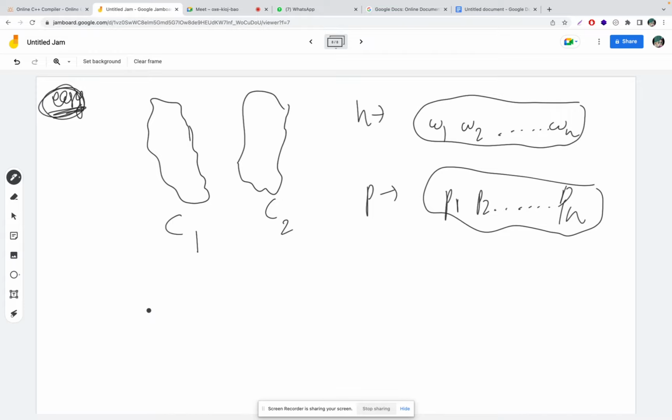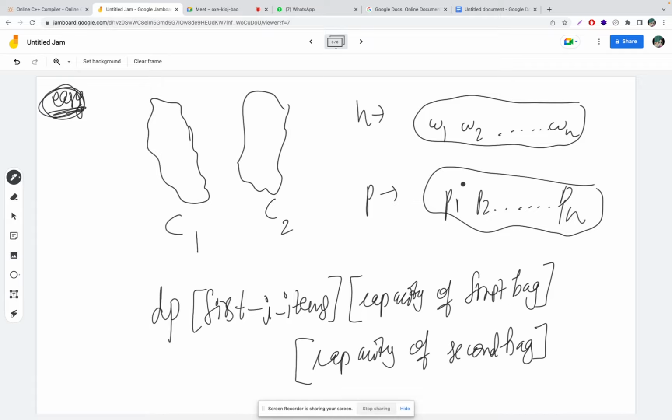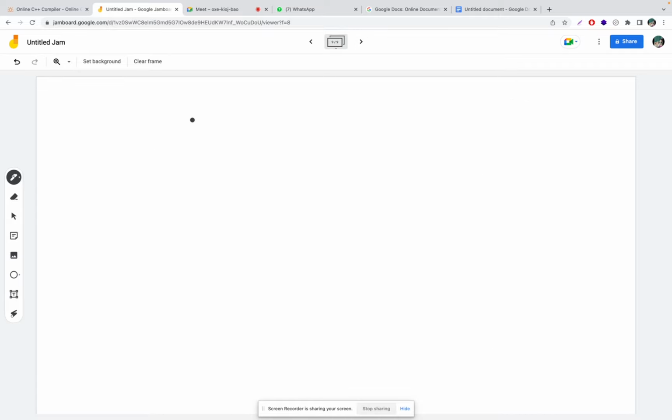So guys, the DP state is clear, but the formula will not be clear in one second. What will be the DP state? The first state will be what? We will be considering how many items? First i items. And the second state will be the capacity of the first bag. Then what will be the third state? It is common sense: the capacity of the second bag. Very good. Let's discuss the formula for this, then our question is solved.